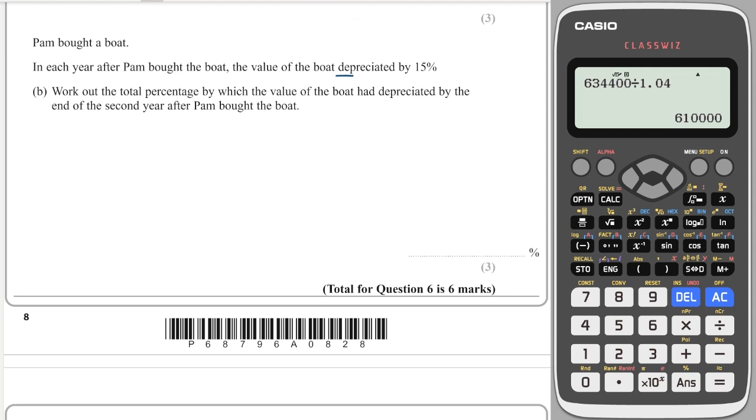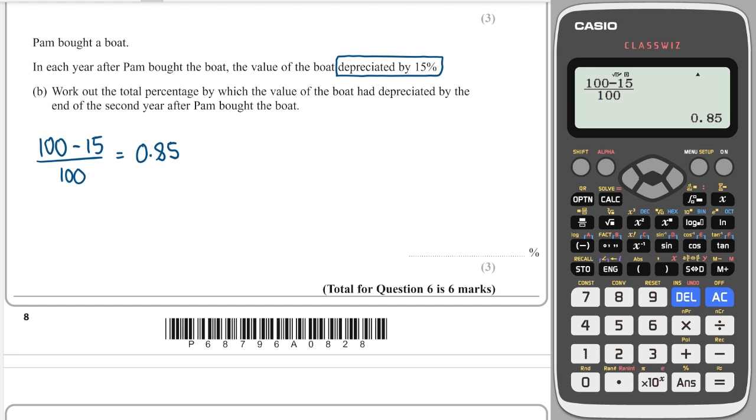So again, I'm going to look here at depreciated by 15%. Well, what's that multiplier? Well, I start with 100 always, and this time it's depreciating, so it's taking away 15% over 100. I go to my calculator and I can do 100 minus 15 over 100, and the multiplier is 0.85. So whatever price Pam's boat was, let's call it X, it was multiplied by 0.85, and that's what happened after the first year. But I need to work out how much it's worth after the second year. So I need to multiply it by 0.85 again.